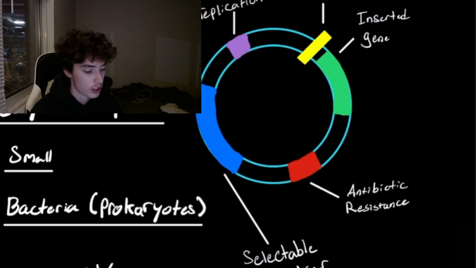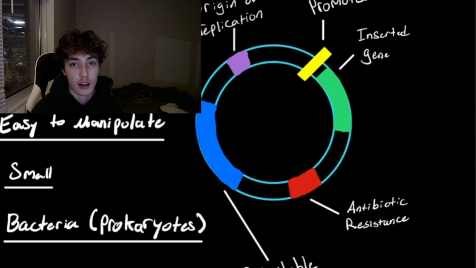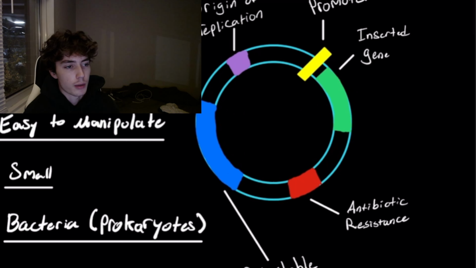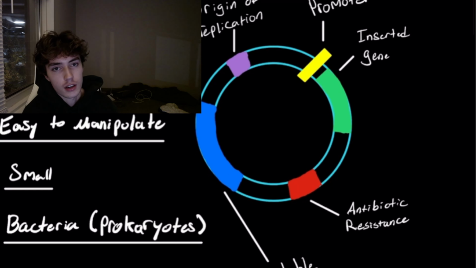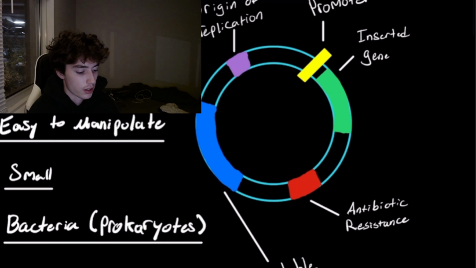We also have inserted genes, so this is literally the gene that is going to get inserted into the plasmid. It's important to know that once this gene gets added and it becomes a vehicle for genetic engineering, then it is considered a vector. Until this gene gets inserted, it is still just a plasmid, if that makes any sense.